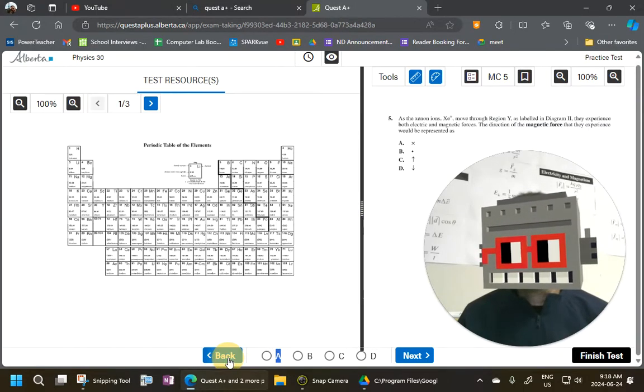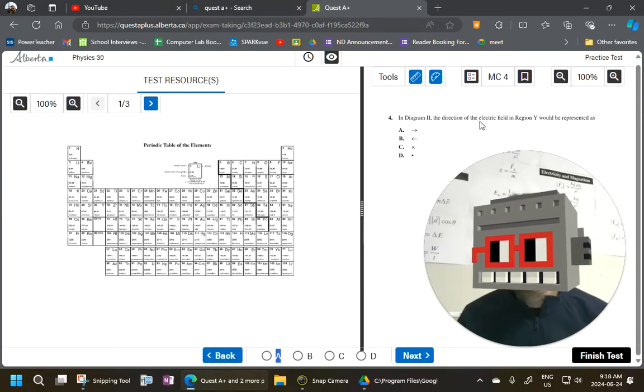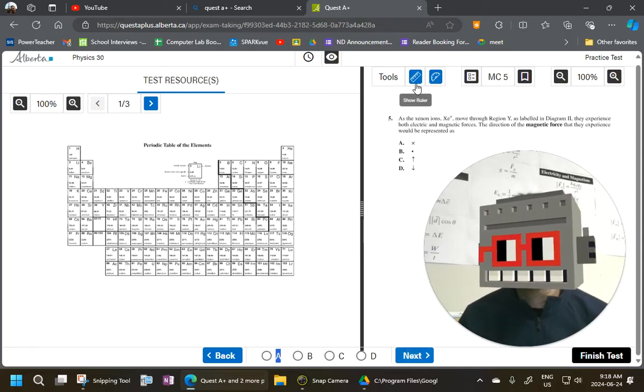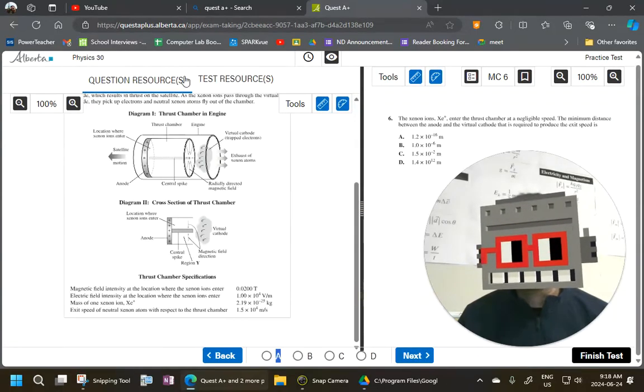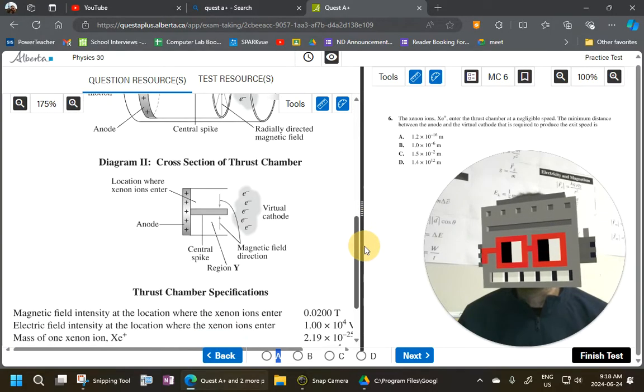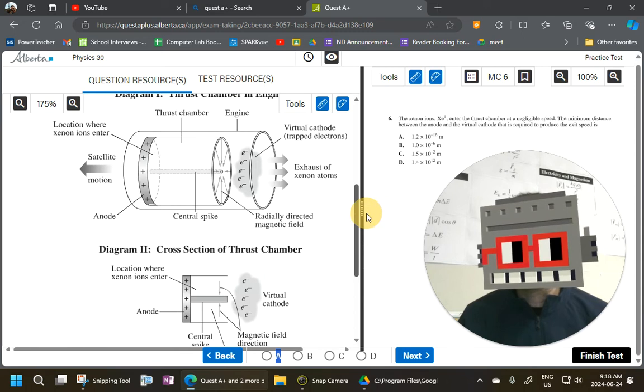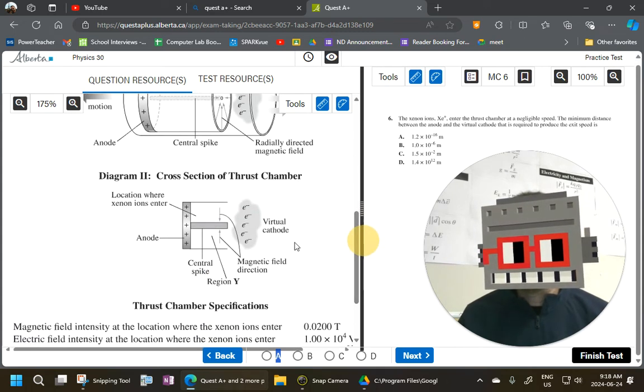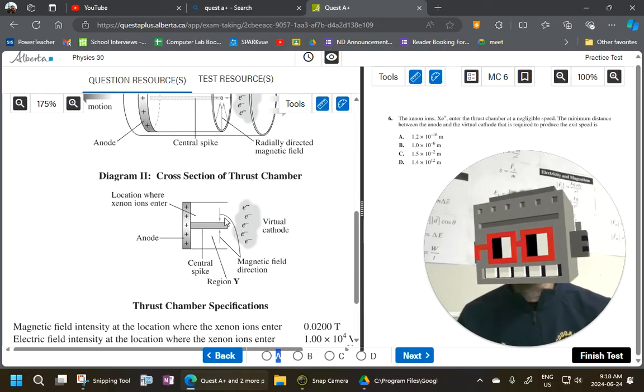But it says here, let's go back here. In diagram 2, the direction of the electric field in region Y is represented, and it gives you some directions there. And then, okay, let's do that. So let's do diagram 2 first. So in diagram 2, I want to know what the electric field is. Okay, so we got an anode and a little spike there, the central spike. So they're saying that the anode here is positively charged. You got this magnetic field that's in there, but they want to know which way the electric field is.